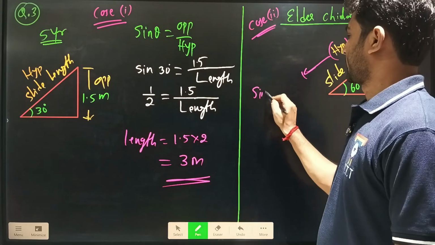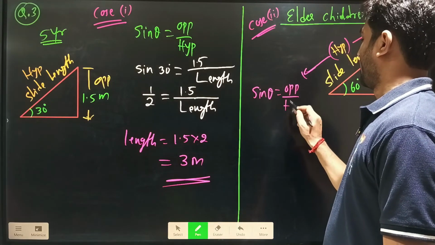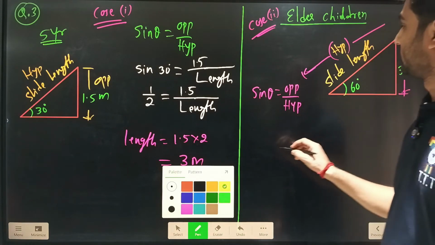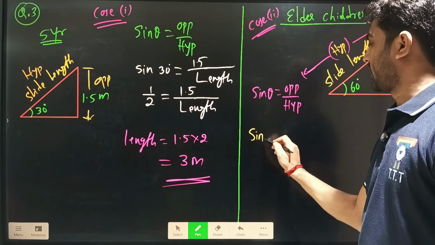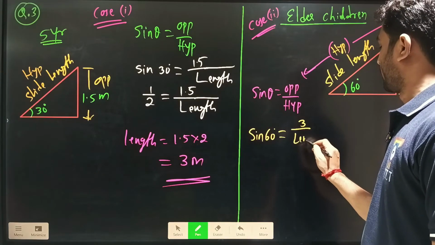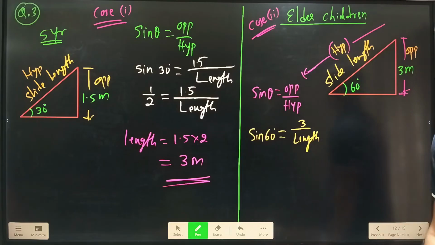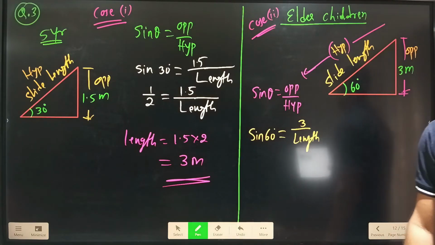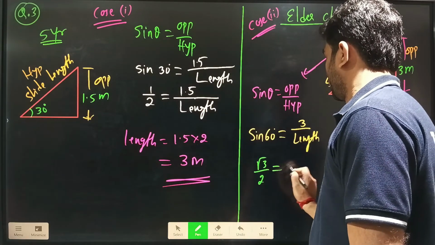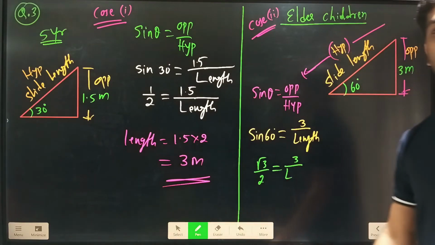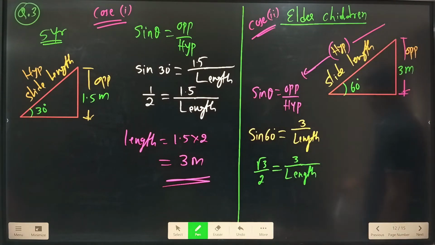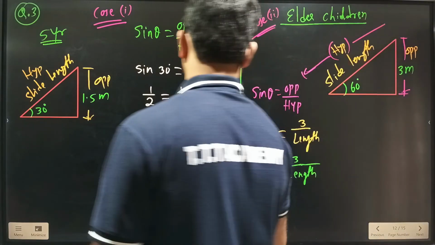Therefore sin theta is equal to opposite divided by hypotenuse, where the hypotenuse is the slide length. Next, the angle is there: sin of 60 degree is equal to opposite, which means 3, divided by length. What is sin 60 from the chart table? Root 3 by 2. Good. So from the chart table, sin 60 means root 3 by 2, equal to 3 divided by L, or length. Clear, right? Next, if you take L this side.